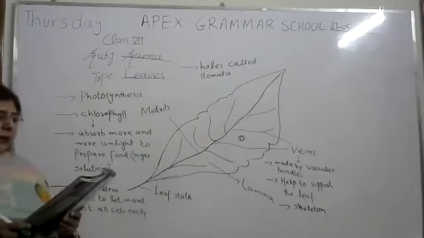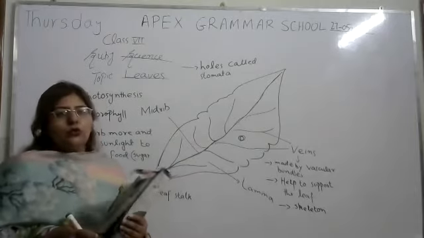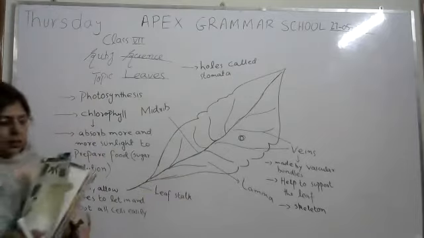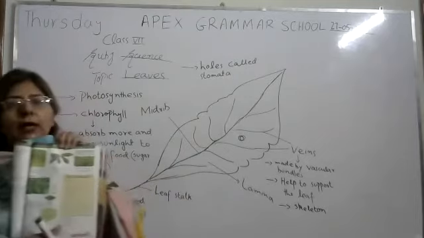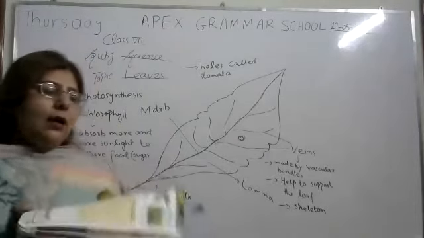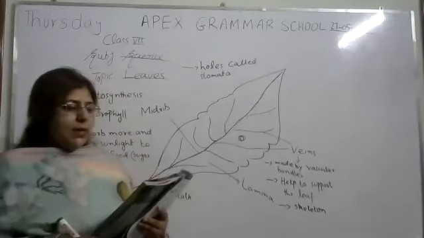Next, banana leaves are very broad to absorb lots of sunlight. You can also see this diagram in your book. It is given on page number 19. These are banana leaves. They have a broad surface area. Why? To absorb more sunlight.